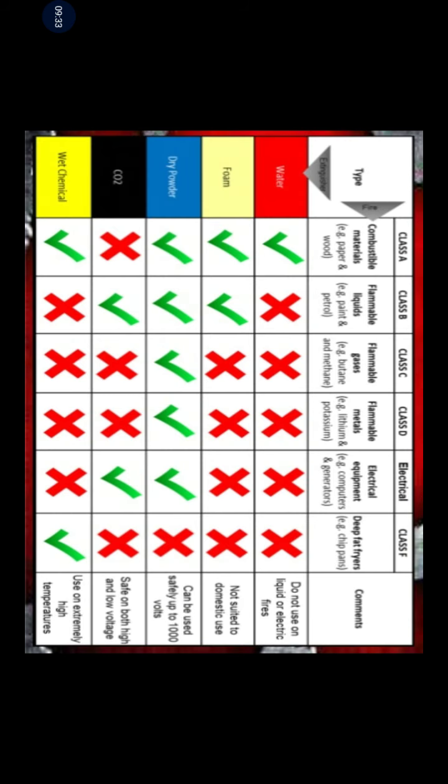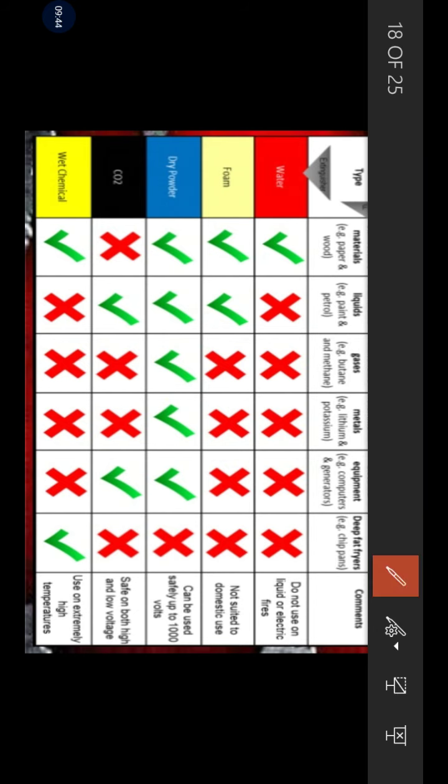Where we cannot use the fire extinguishers. The first one, the water extinguisher: where we can use it means paper, wood. Foam extinguisher: paper, wood, paint and petrol. Dry powder: where we can use it means paper, wood, paint, petrol, butane and methane gases, lithium and potassium metals, computers and generators.